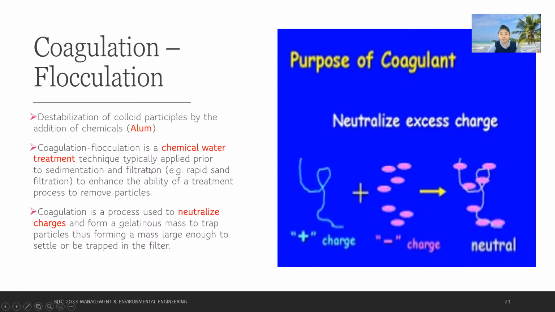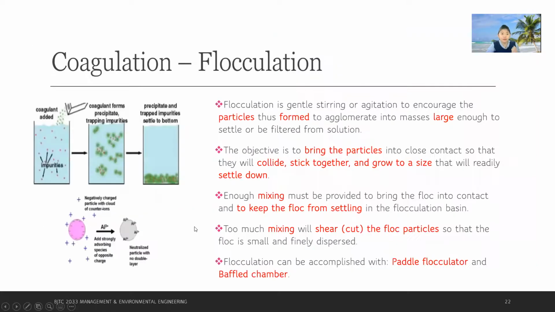sedimentation and filtration, because when the particle is too small, it becomes very light, so it cannot be heavy enough to settle down, or our filtration cannot filter it. So we need to make it into bigger particles, then only can it go down. The coagulation process neutralizes the charge and forms a gelatinous mass to trap the particles and form a mass large enough to settle and to be trapped in the filters.